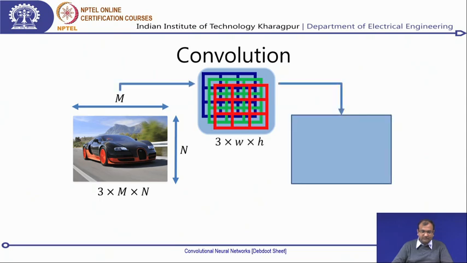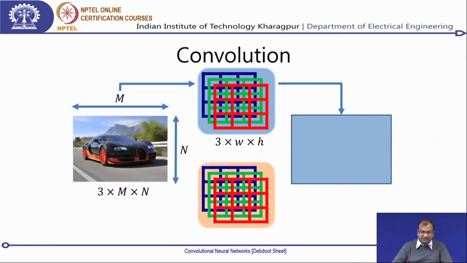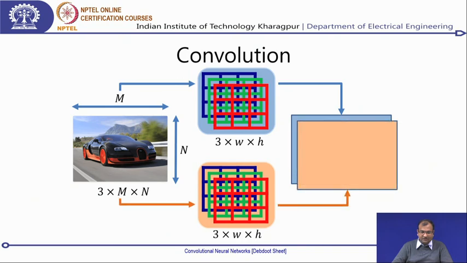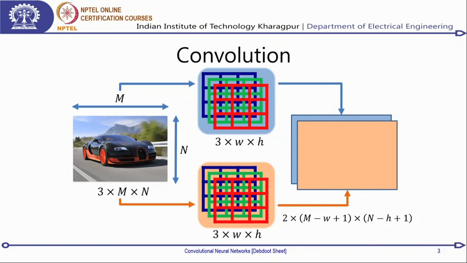Now as I convolve with this kernel of 3 cross w cross h, I am going to get one matrix over here. Similarly I can have another kernel, and as I convolve with this one, I get another matrix. This output will have dimensions as follows: the first dimension, which is the number of channels, comes by default definition and is equal to 2, the number of kernels present, the width is m minus w plus 1, and the height or number of rows is n minus h plus 1. So this goes pretty much by our standard definition of convolution.